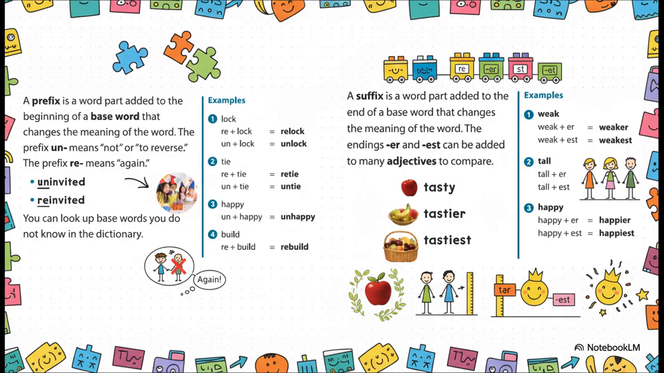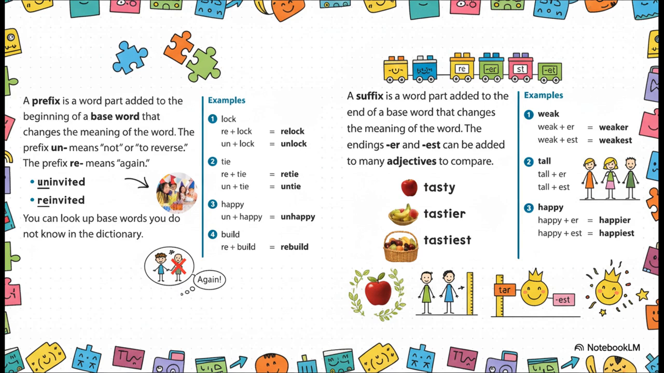These secret codes also have these awesome snap-on parts. First, there are prefixes. They snap right onto the beginning of a word. Think of re like an again button. So if you reread a book, you read it again. And un is like a not button. If something is unsafe, it's not safe.